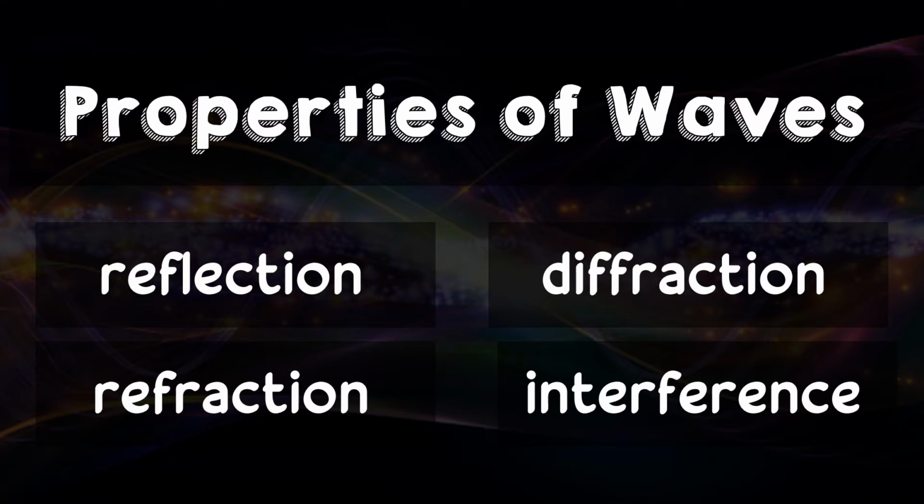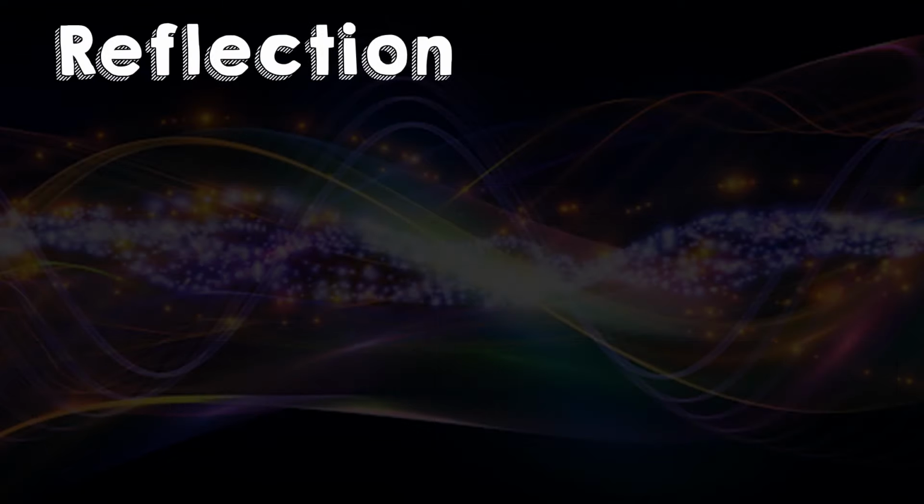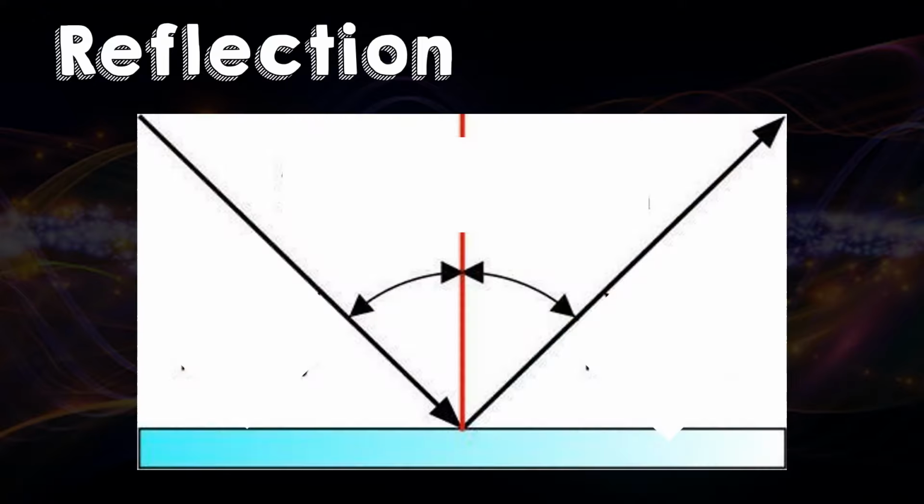Let's start with reflection. When a wave hits a surface through which it cannot pass, it bounces back. This phenomenon is called reflection. Consider a light ray being reflected by a mirror.